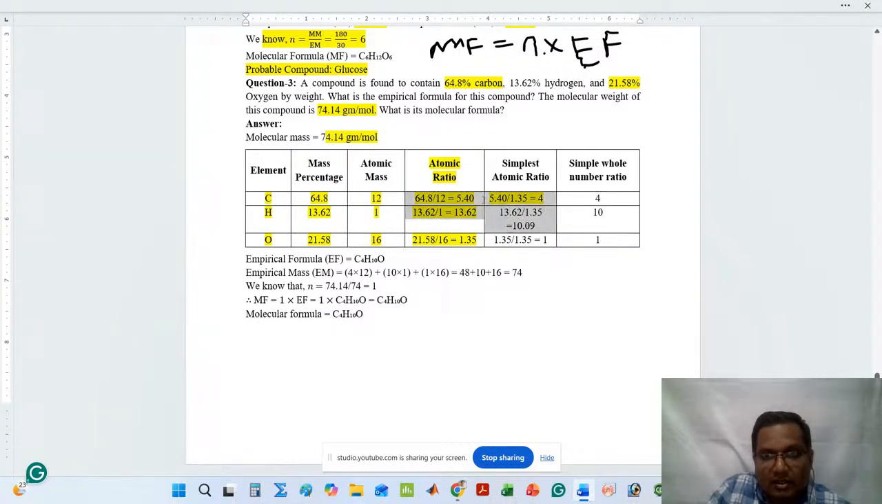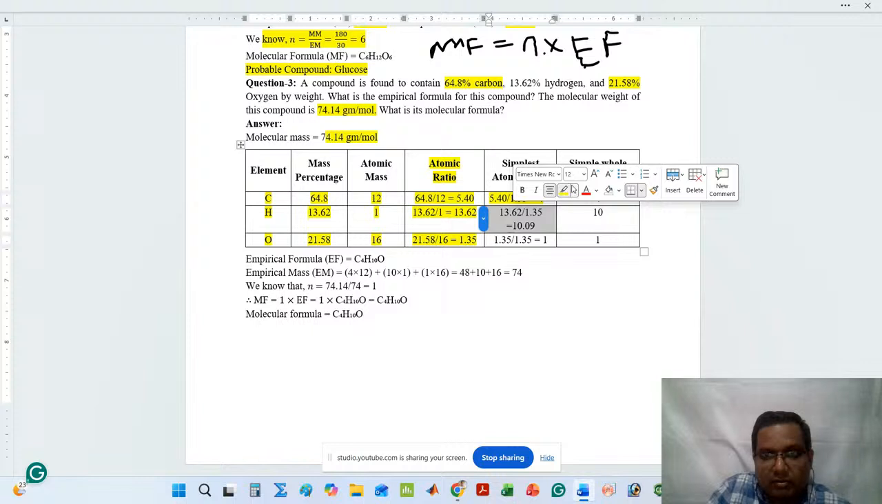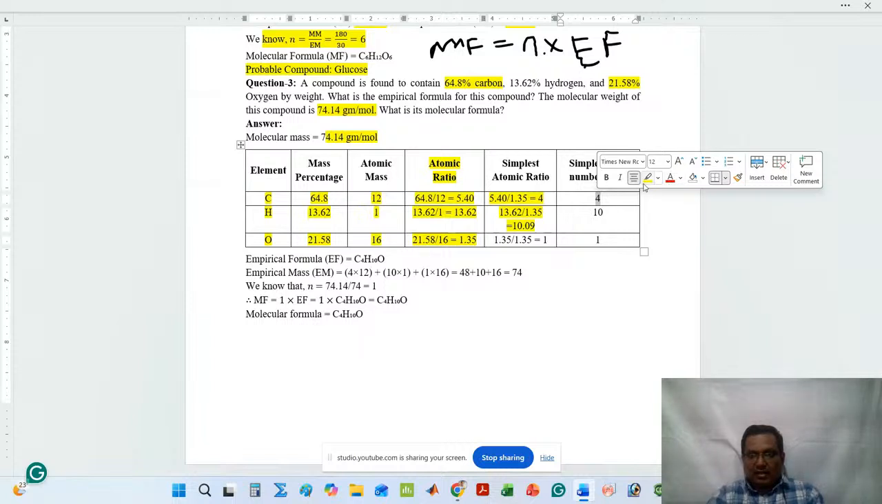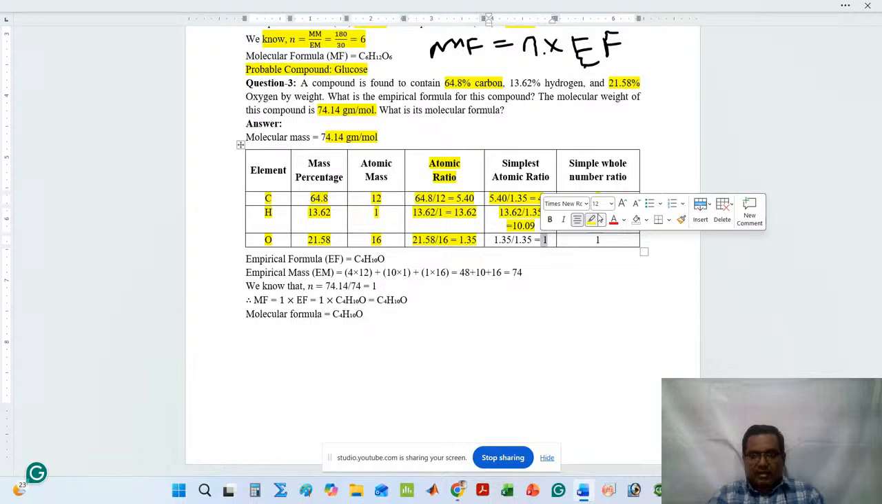Similarly, you can think about oxygen. Here, 1.35 divided by 1.35, that is 1. Look at that. For hydrogen, the value is 10.09. So in the next step, I can write here only 10. Here already whole number is present, so here I can write 4. Next is one, already a whole number, so here I can write only one.